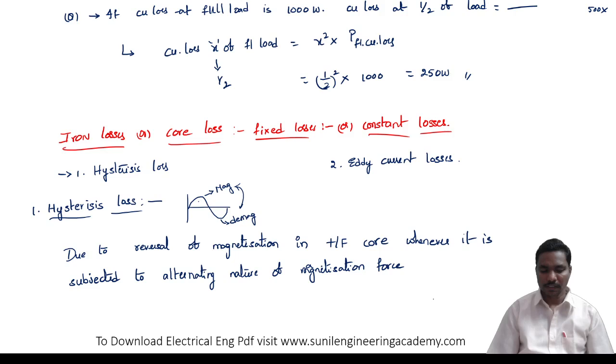Alternating nature of magnetization force. For every half cycle there is a reversal, magnetization to demagnetization, demagnetization to magnetization. So note down that point.